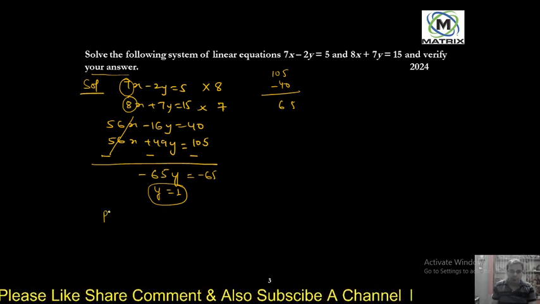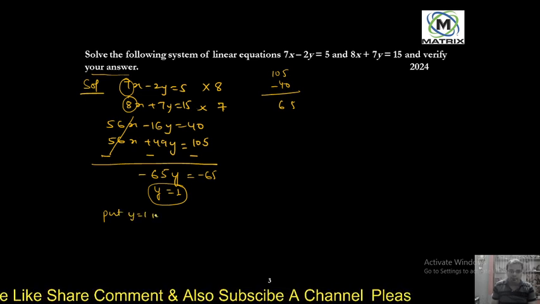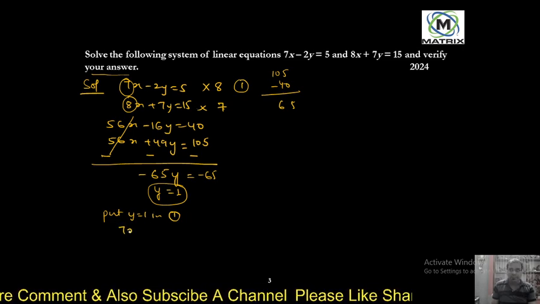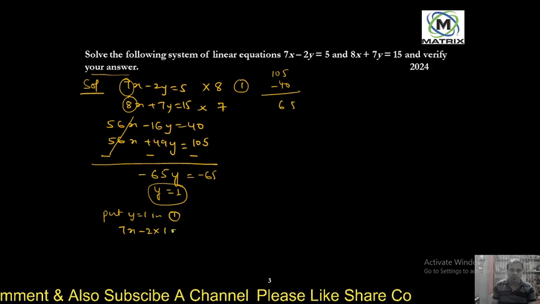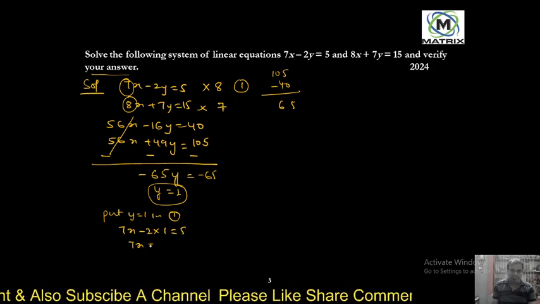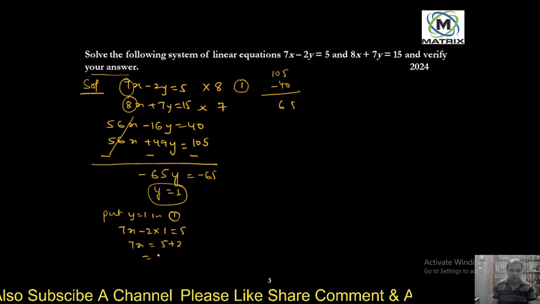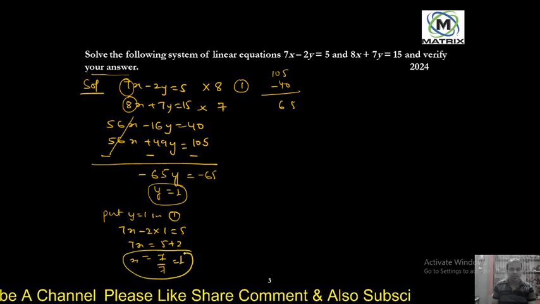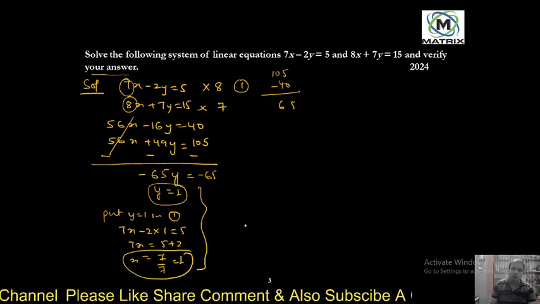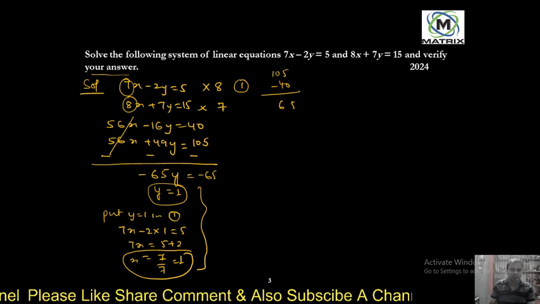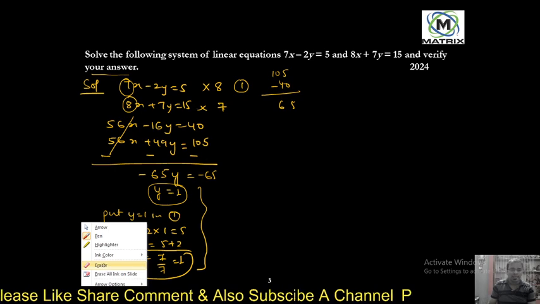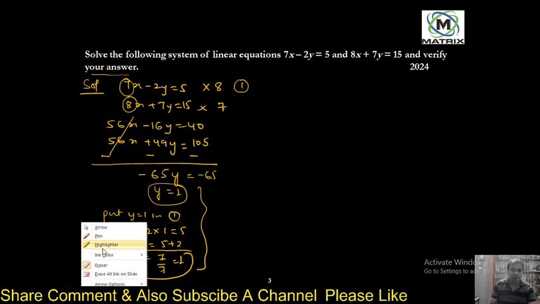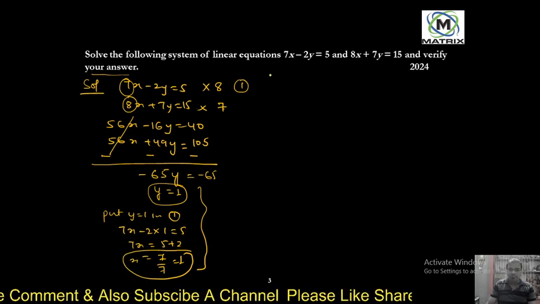Similarly, put y equal to 1 in equation number 1. So 7x minus 2 into 1 equals 5. So 7x equals 5 plus 2, that is 7. So x equals 7 by 7, that is 1, will be the answer. So we get the solution x equal to 1 and y equal to 1 for the given equations. I think it is clear to you. Is there any doubt? No? Clear? Okay.